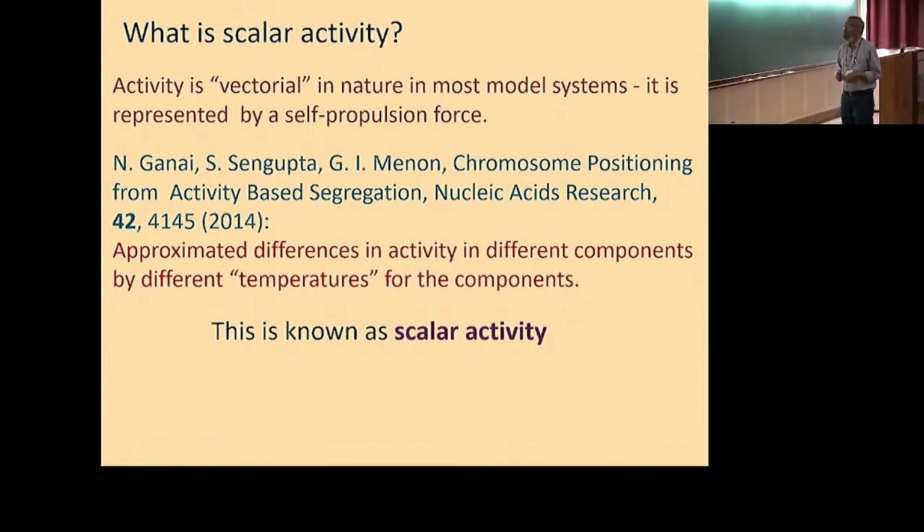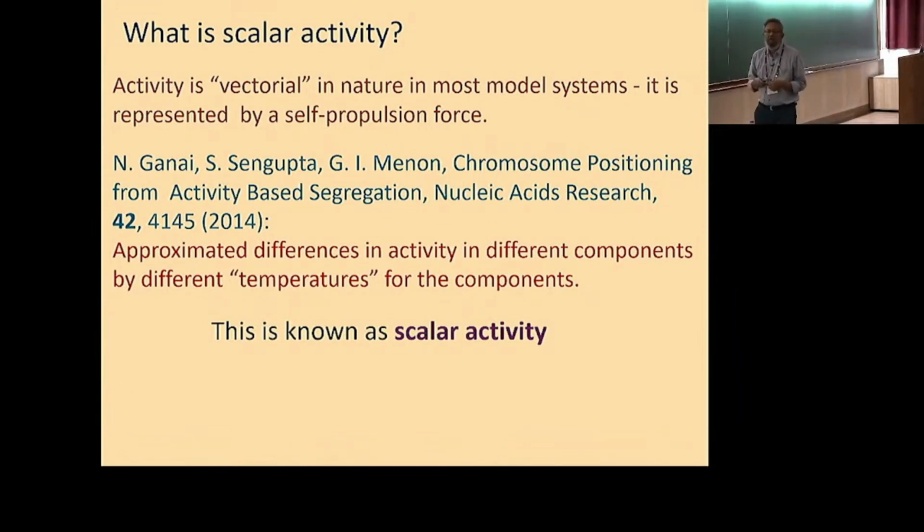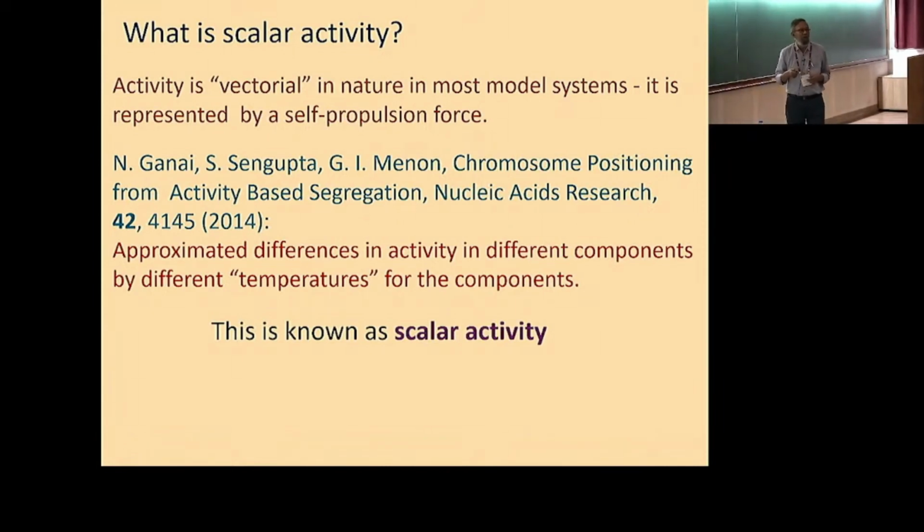Two of them, Shurajit and Gautam, were actually our own students many years ago. In their modeling of chromosome positioning from activity-based segregation, they approximated the difference in activity in different components by saying that these two components are connected to thermostats with different temperatures. So these are the kind of models I'll be talking about, where there are different components and the temperature, quote unquote, associated with those components are different. This difference in the two temperatures makes the system out of equilibrium and in some sense plays the role of different activity.